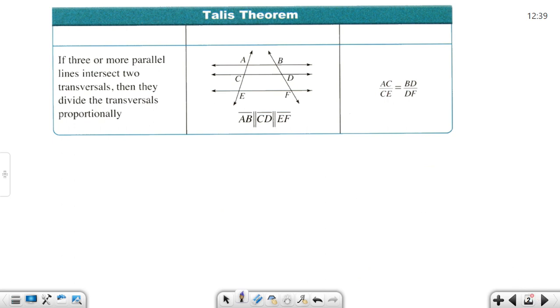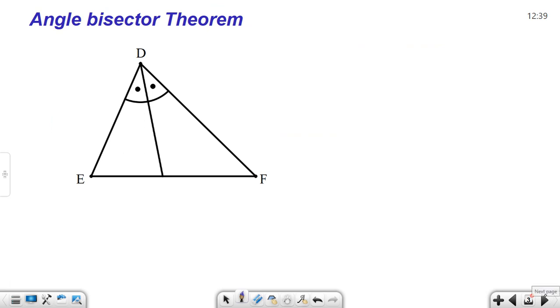Okay. Thales theorem. That's if there are three parallel lines, AB, CD, and EF. If they are parallel, you can say BD over DF, like the triangle one, is equal to AC over CE. These are rules we will use when we solve some examples.